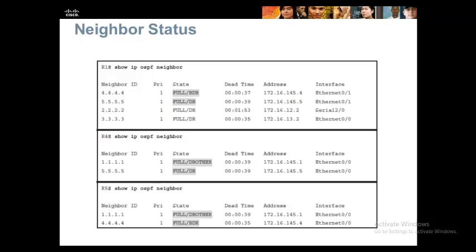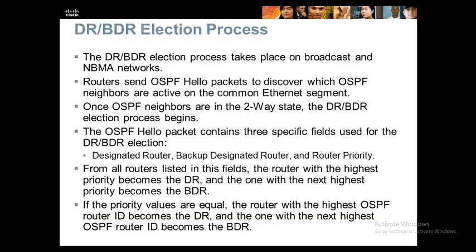Okay. So the DR BDR election process, as I said, only with the DR and BDR there will be full adjacency. With all other neighbors, there will be only a two-way state, right? And it is the highest router priority or the highest router ID. The story we have just spoken. And about these two multicast addresses, the DR will be listening to 224.0.0.6.